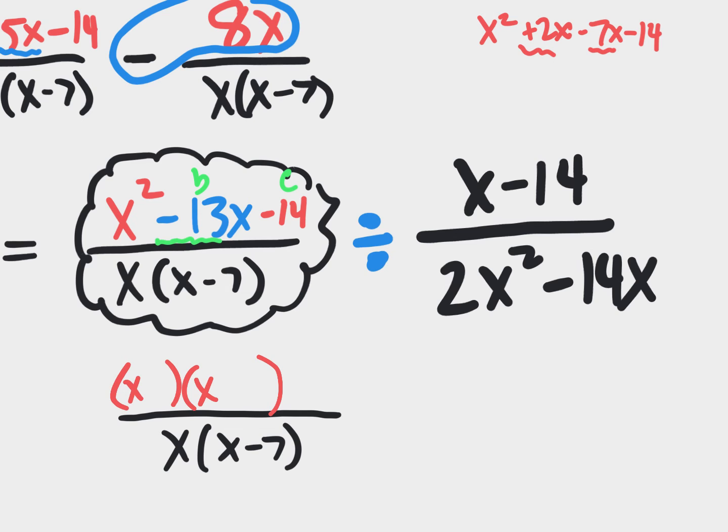Negative 14 and positive 1. So negative 14 and positive 1. So this is the factored form of that quadratic trinomial. What else could we do?